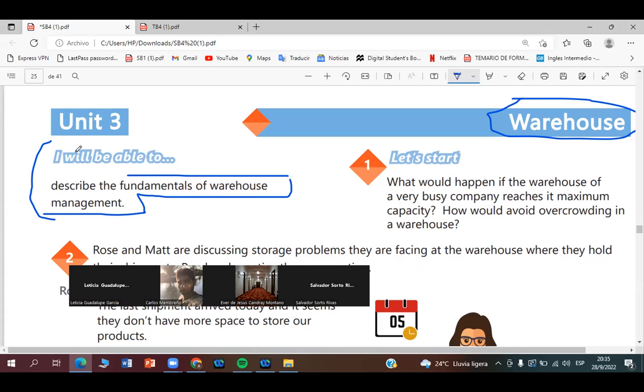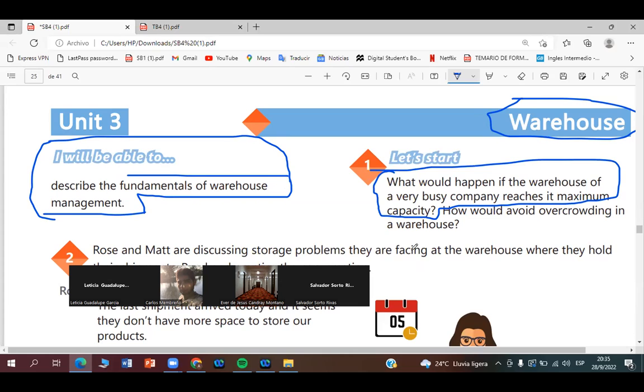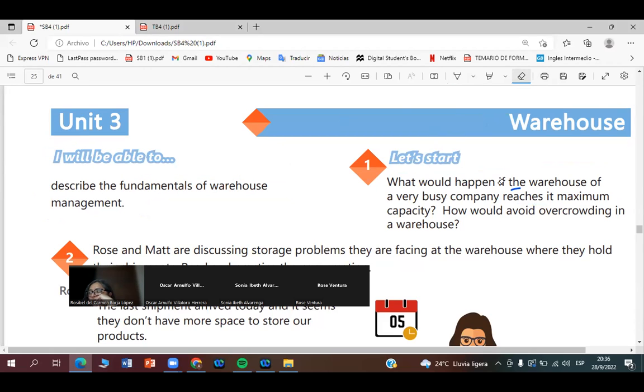Okay, so right now we're going to start talking about the importance of good warehouse management. Here we have some questions. Rosibel, can you please read the question? What will happen if the warehouse of a very busy company reaches its maximum capacity? According to you, what will happen if the warehouse of a very busy company reaches its maximum capacity?